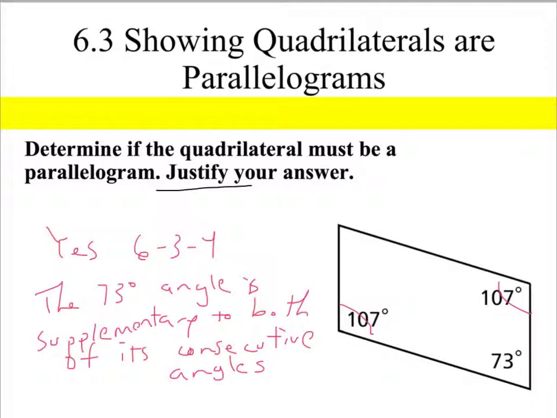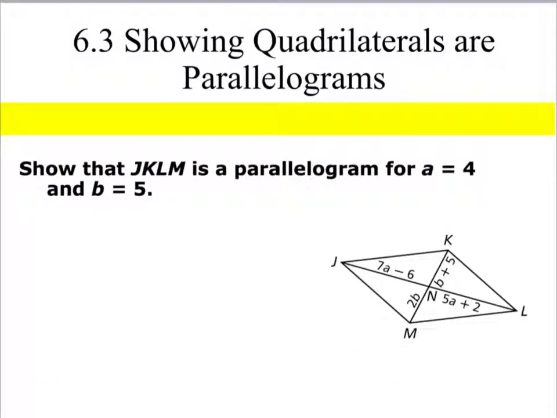Awesome. Okay, so here it says show that JKLM is a parallelogram for a equals 4 and b equals 5. So we need to show that it is a parallelogram. What we're doing here is using the theorems and assuming that it's going to be a parallelogram, and all we need to do is show that it is. So looking at these, show that it is a parallelogram. Give her a shot.